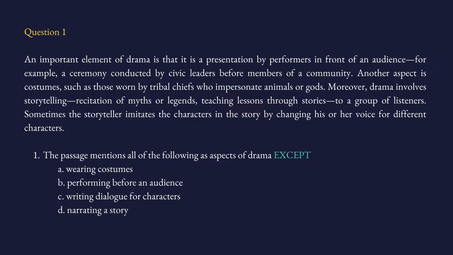Question 1 says, the passage mentions all of the following as aspects of drama except. So this means that there are 3 choices that are aspects of drama, but one of them is not. One of them is referred to as this except. So we are looking for this wrong answer. So let's see how we answer these questions.